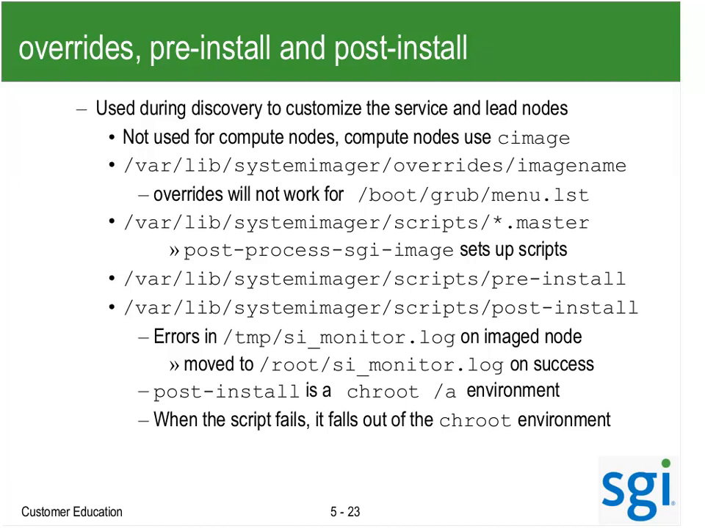If your post-install script fails, you're going to fall out of the chroot environment. You'll get a prompt and say, well, that file isn't there. That's because it's not in the mini root initRD. It's in the actual /a root. But because of the failure, we fall out of the chroot.